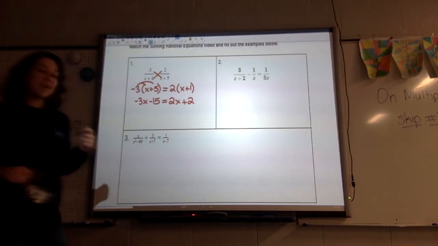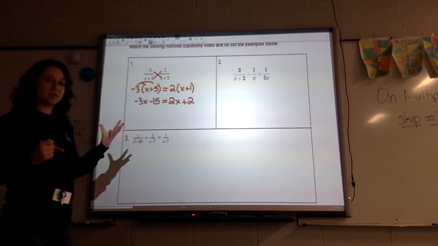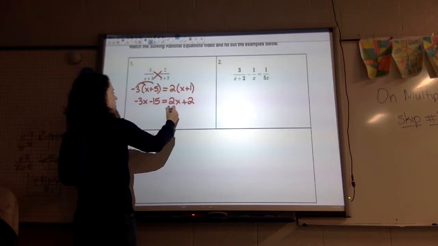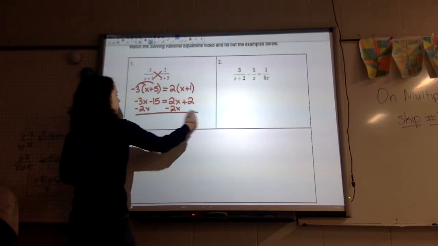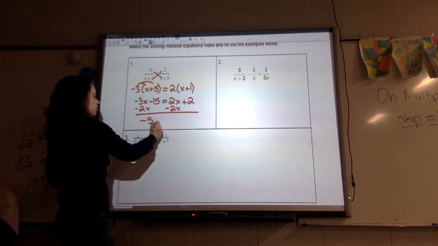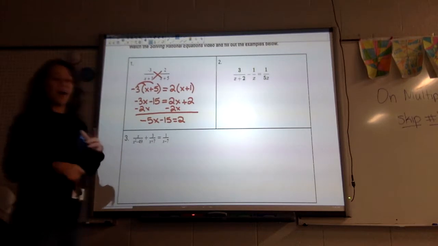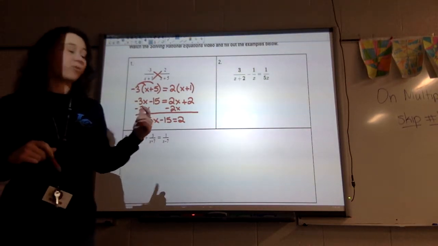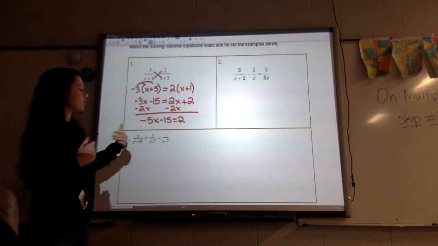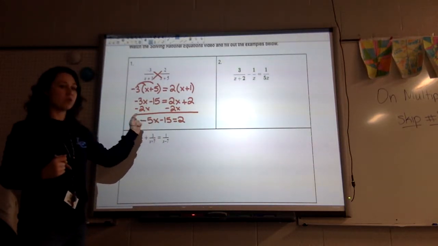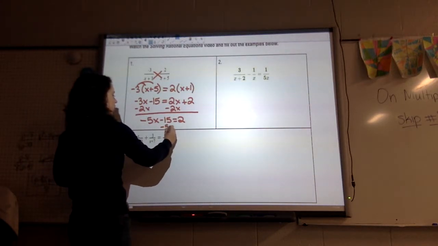Okay? And at this point, the next step is to put my like terms together. So I want all my x's together, which means I'm going to subtract this 2x to the other side and get negative 5x. I also have 2 more like terms. I can take this negative 15, move it over to the other side with the 2. So that negative 15, once I move it, will now be positive. So 2 plus 15 equals 17.